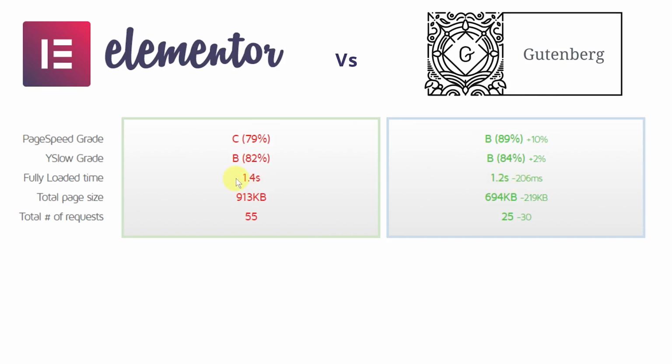So both pretty good load times. Gutenberg a little bit faster, 200 milliseconds faster. And notably, the actual page size is a bit smaller with Gutenberg. So you save 200 kilobytes of data and you make quite a few less requests. So 25 less requests compared to the 55 from Elementor. So while there is a difference, it's not a particularly big difference and it's not really that noticeable. Let's go ahead and look at the video of this loading.